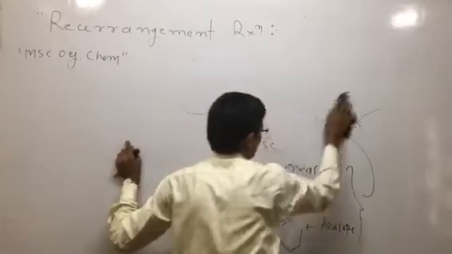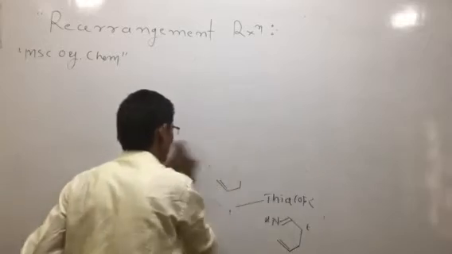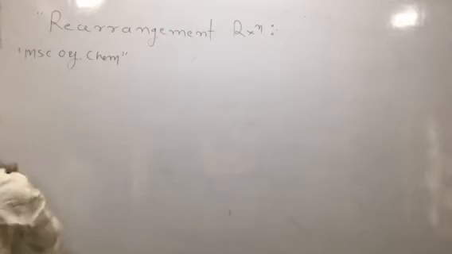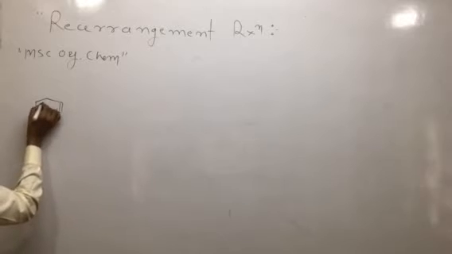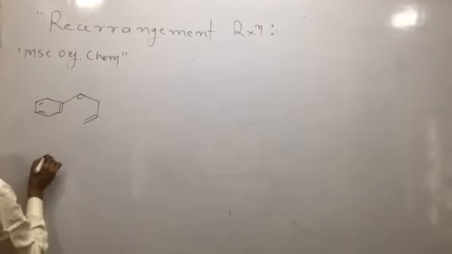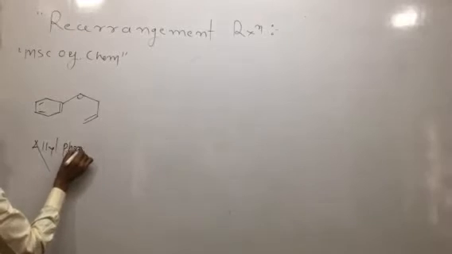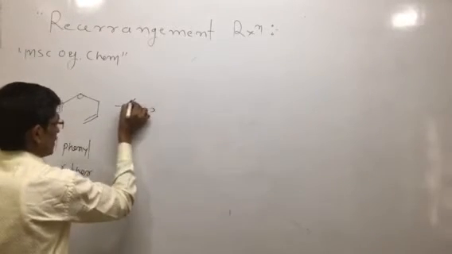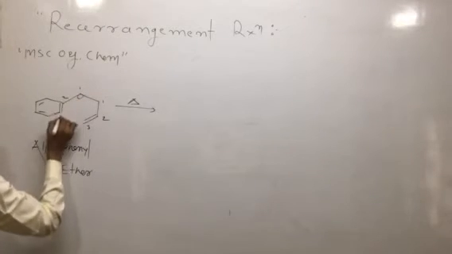So the Claisen rearrangement, we can also explain in aromatic compounds. For example, if the starting reactant molecule has an aromatic nucleus, with a double bond here and an oxygen atom here. What is the name of this type of reactant? Allyl phenyl ether. So this allyl phenyl ether, under thermal condition, 1 2 3.